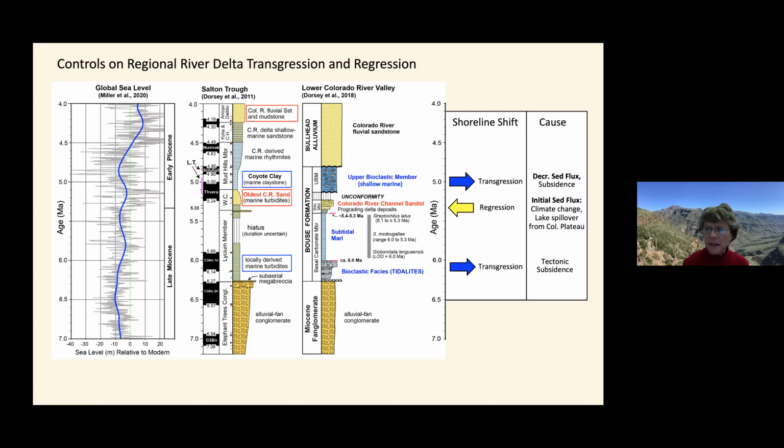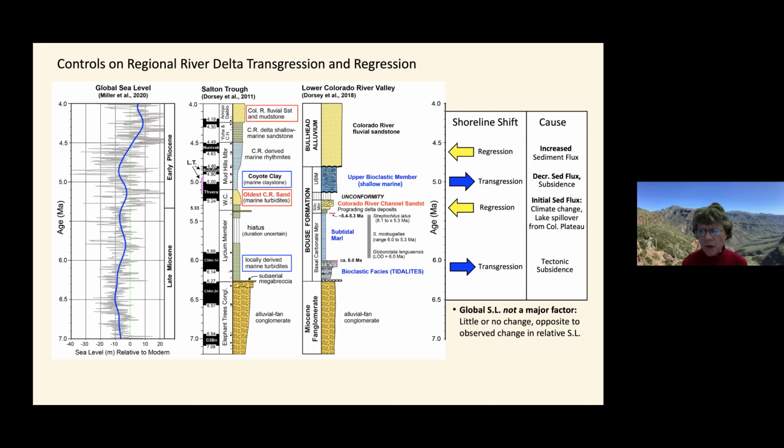The next step is a little less expected, and we think that this transgression that deposited the upper bioclastic member on the Coyote clay resulted from a significant decrease in the sediment output, accentuated by tectonic subsidence. And finally, we have another major increase, which led to the long-term voluminous sediment discharge from the Colorado River, which brought in the Bullhead alluvium and eventually prograded the river sandstones all the way down to the Salton Trough.